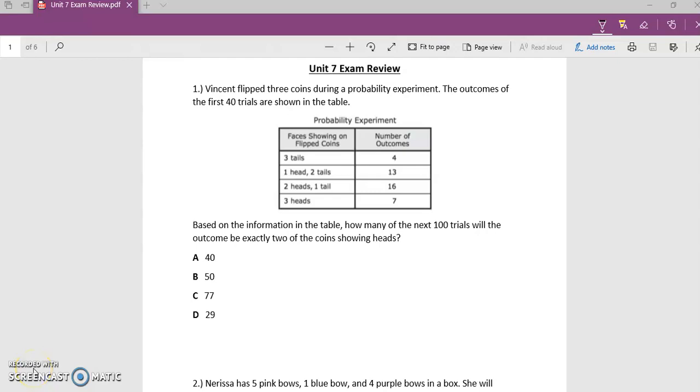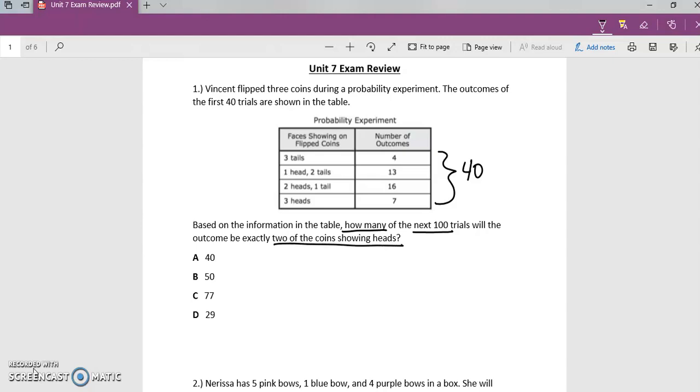Okay guys, starting with our exam review for number 1, it says Vincent flipped 3 coins during a probability experiment. The outcomes of the first 40 trials are shown in the table. So that means that all these put together, it's going to be 40 tests, or 40 of the flipping coins. So it says based on the information in the table, how many of the next 100 trials will the outcome be exactly 2 of the coins showing heads?